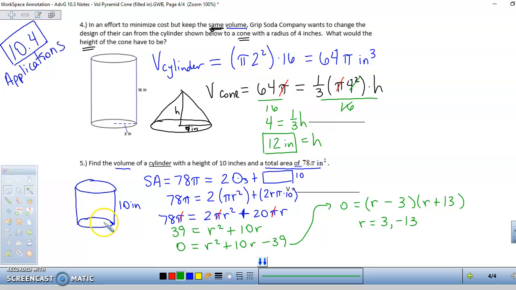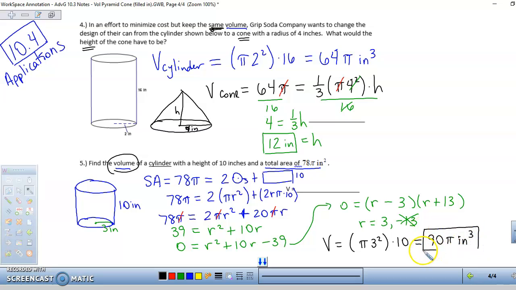In a geometry problem, having a radius of a negative is not going to make sense. So I end up getting a radius of 3. So I'm going to draw that in my picture. And that's going to be 3 inches. Going back to the original question, it's asking for the volume of this cylinder. Well, once you have the radius, that's pretty easy. So you do the base area times the perpendicular height. And so you get 90 pi cubic inches. Okay, so those are some problem-solving examples.